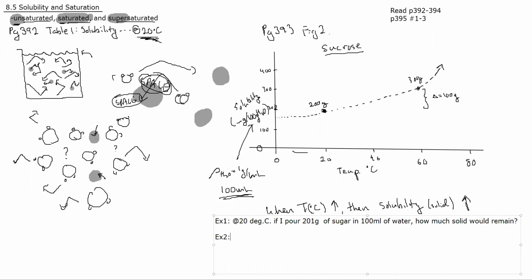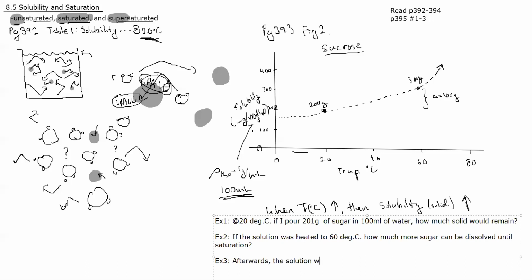Example 2. I'm talking about the same solution here. If the solution was heated to about 60 degrees Celsius, how much more sugar can be dissolved until saturation? Once and twice. Afterwards, the solution was cooled down to 0 degrees Celsius.